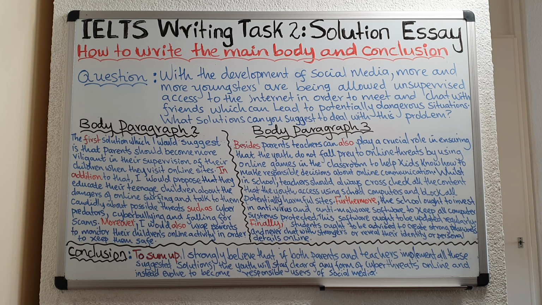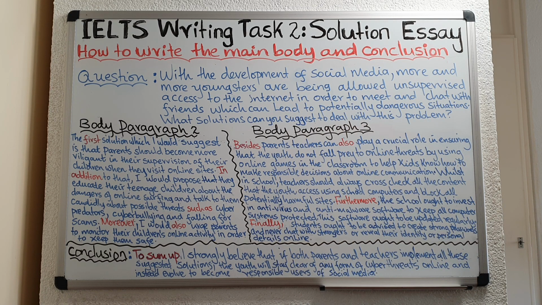Now, when you're vigilant, it means that you are very attentive, to ensure that you check which sites your children are visiting as a parent. Okay, so that's my first solution. I introduced it using the linking word first. When you supervise somebody, it means that you're there to see what exactly it is that they're doing. So parents should be vigilant in their supervision of their children when they visit online sites.